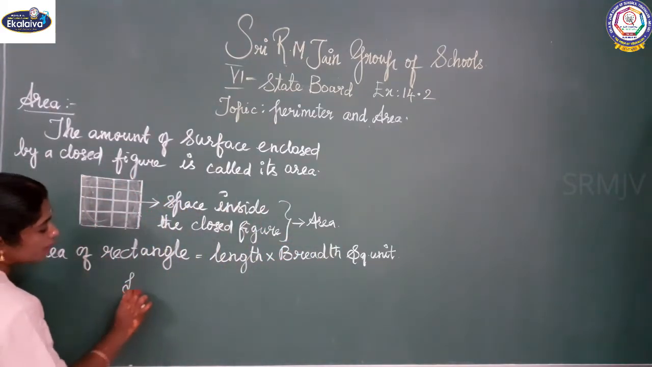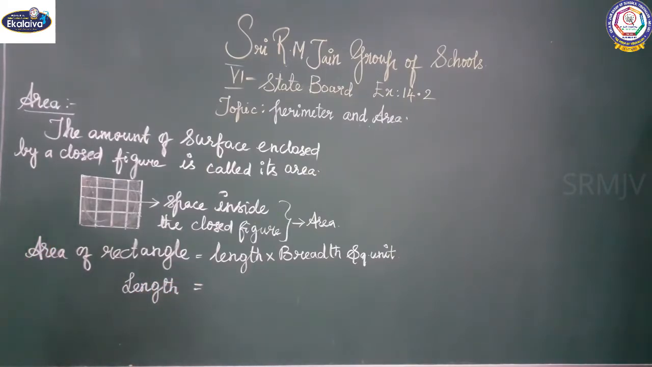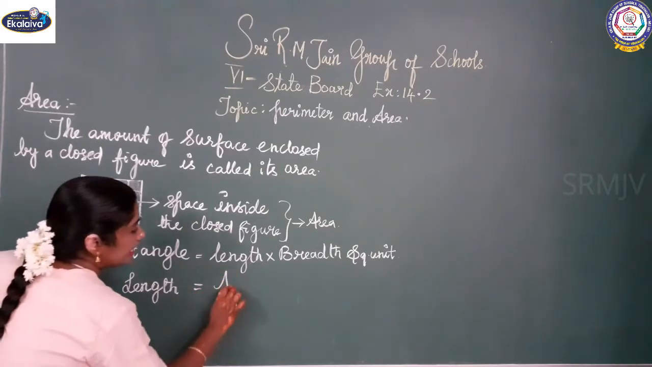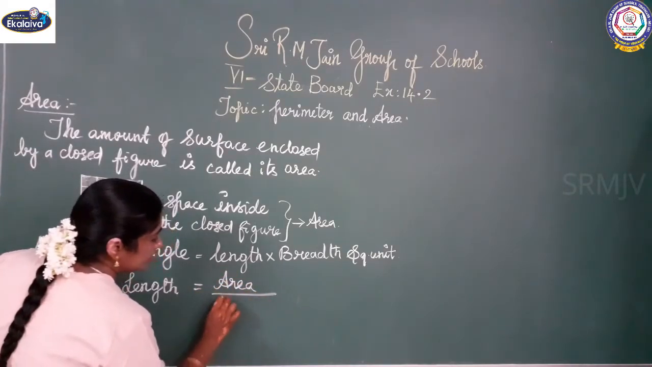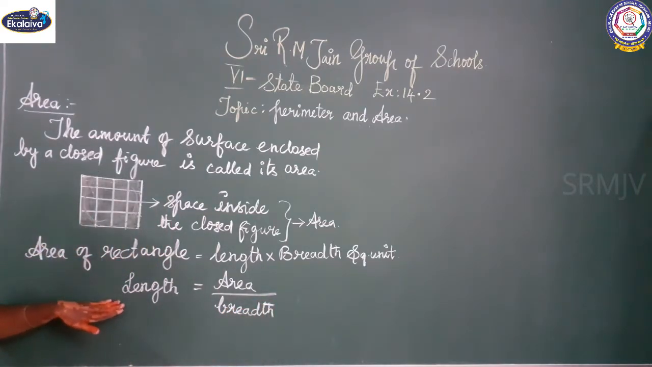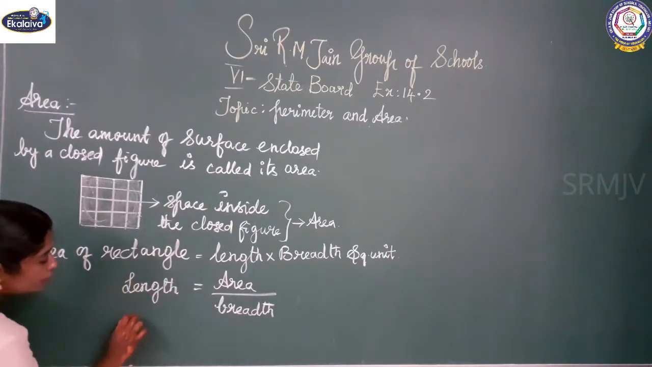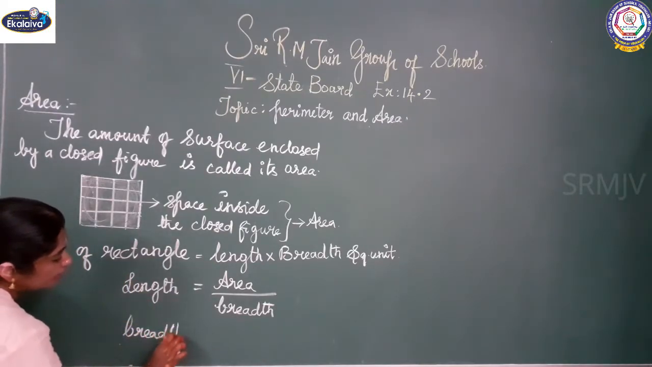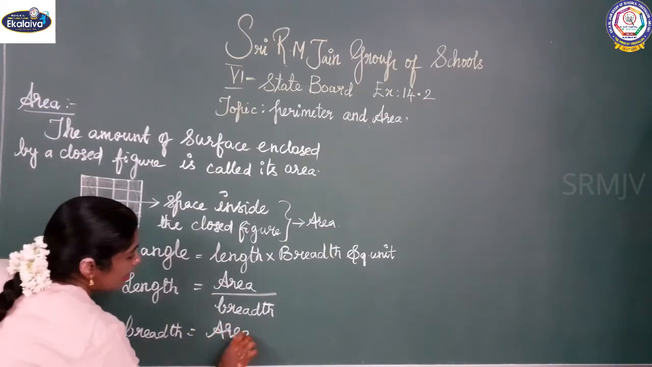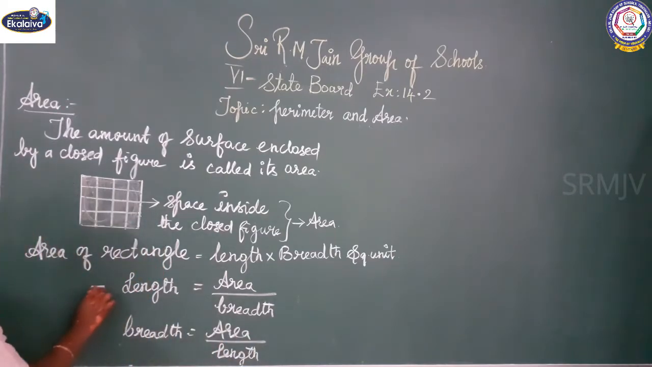Suppose I am going to find the length, and the area as well as the breadth are given. What I have to do? Area by breadth. Can you understand this? From this formula I am going to do this. If I am going to find the length, area by breadth. If I am going to find the breadth, then what is it? Area by length. So, this is my first thing.